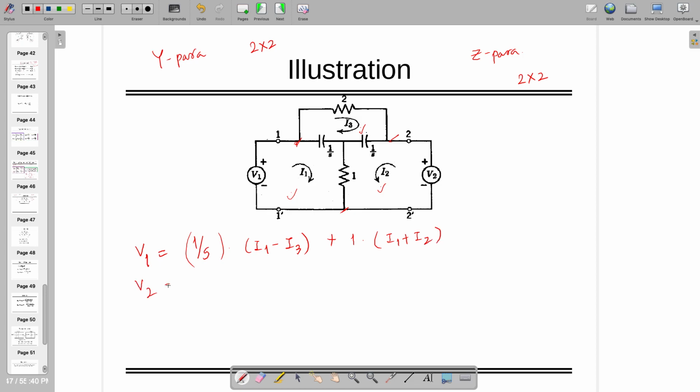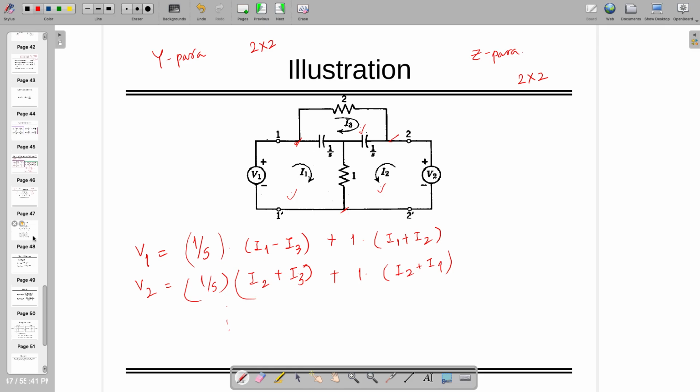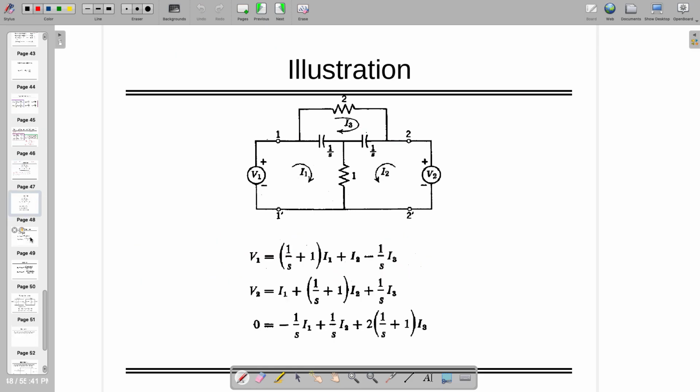Similarly, you can write down V2 is equal to 1 by S times I2 plus I3, plus 1 times I2 plus I1. And so on. You can write down the third equation also for the third loop: 0 is equal to, you have to run this loop and write it down. The main thing is that when you are writing this, you are going to have these three equations.